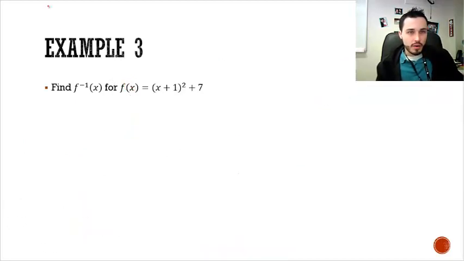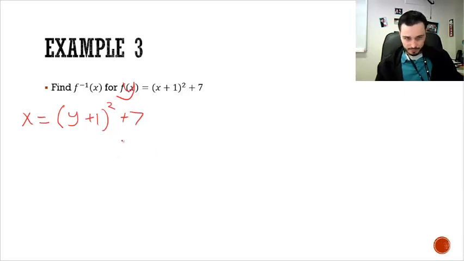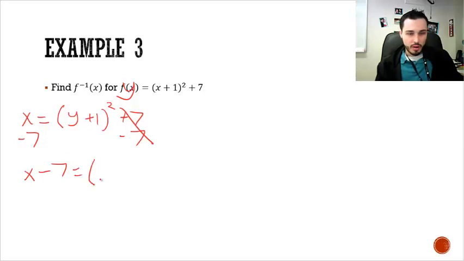And so here we go, same deal. And that's a y. x equals y plus 1 squared plus 7. Subtract the 7. Forgot to be using a different color. Oh well. x minus 7 equals y plus 1 squared.